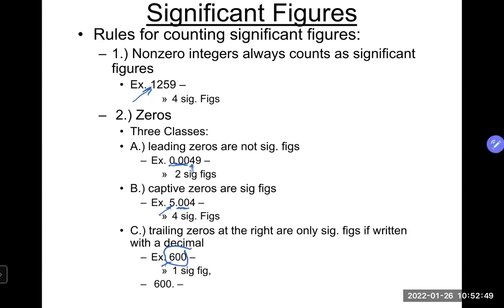Now, if I wrote this the same way with the 600 and a decimal point at the end, we would start counting here at the 6 with the decimal point. All the zeros at the end are significant, and it would have 3 significant figures in this particular case.